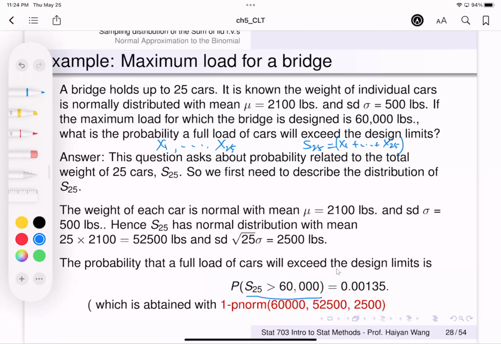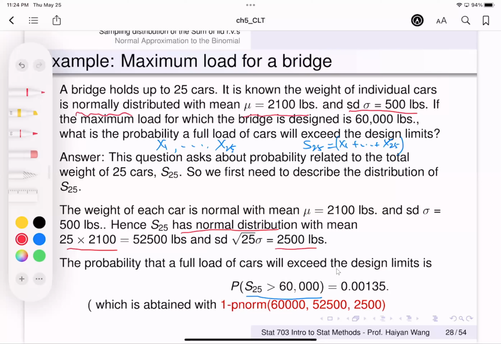So we need the mean and the standard deviation of S25. Since we know the population distribution is normal, the mean is 2,100, and the standard deviation for the population is 500, we know S25 would have a normal distribution, and the mean is equal to 25 times the population mean. The standard deviation would be the square root of 25 times the population standard deviation. That gives us 5 times sigma, which is this much.